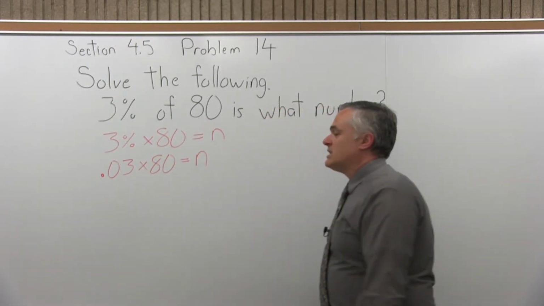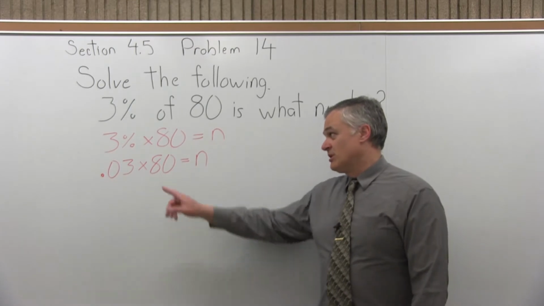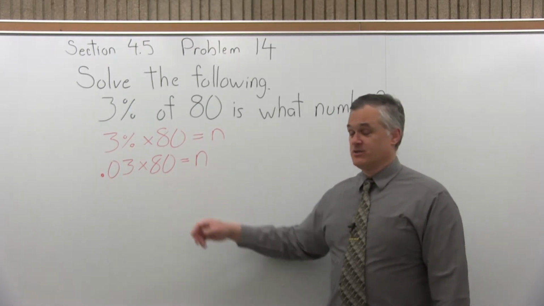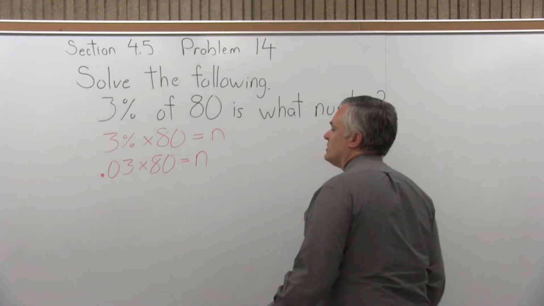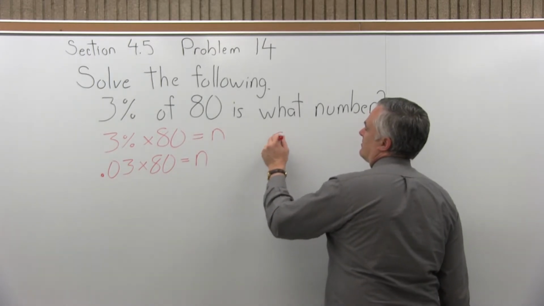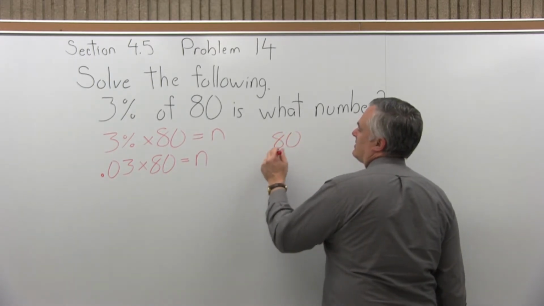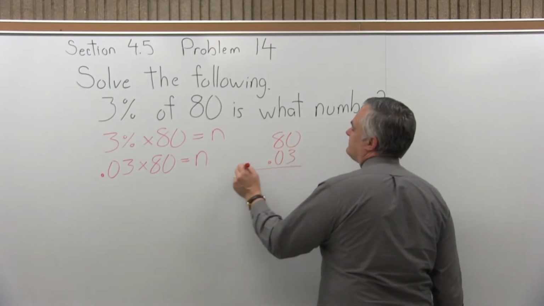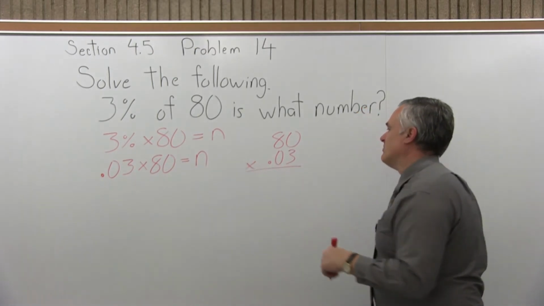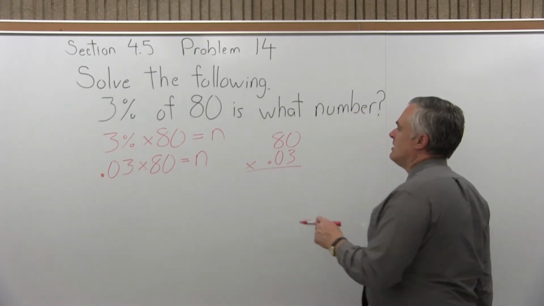Now again, if you can use a calculator for your class, you can just multiply 0.03 times 80 equals and you'll get the answer. If your teacher won't let you use a calculator, you can just do it out by hand. 80 times 0.03. And you can put the 0.03 on the top, it doesn't matter.